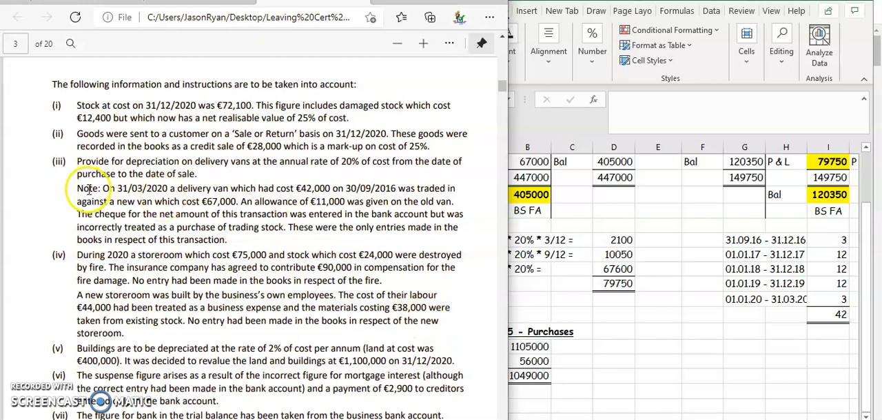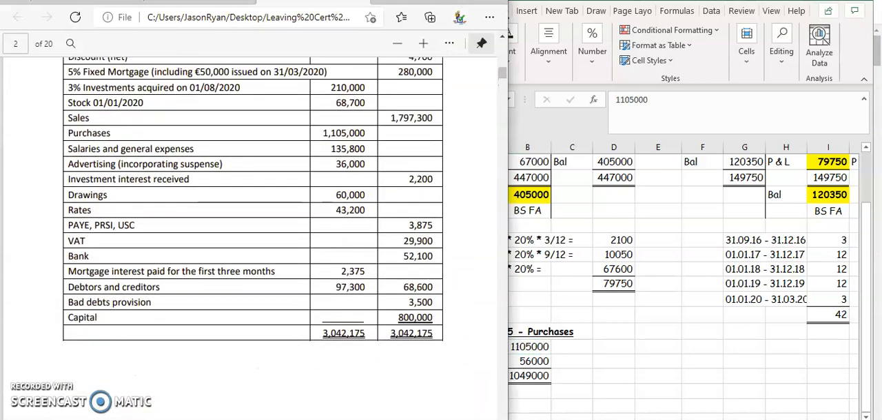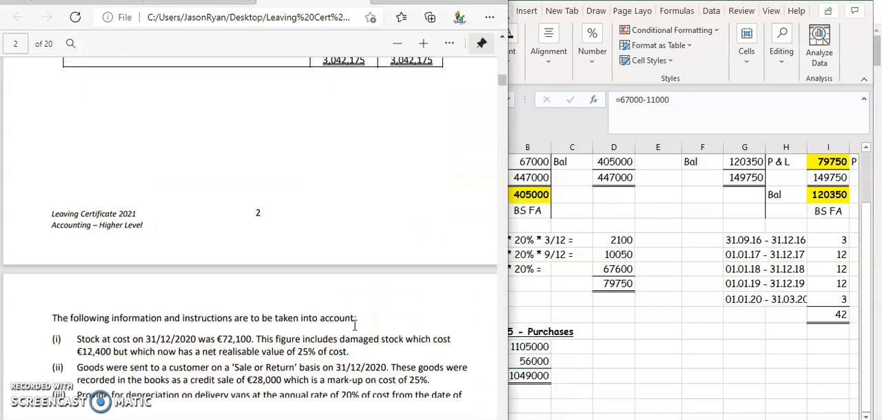So remember the last part of part 3 for the depreciation, which says the check for the net amount of this transaction was entered in the bank account, which is correct, but was incorrectly treated as purchase of trading stock. So our purchase figure that we have in the question, which is 1,105,000, needs to be reduced by the check that we wrote for the purchase of this new vehicle.